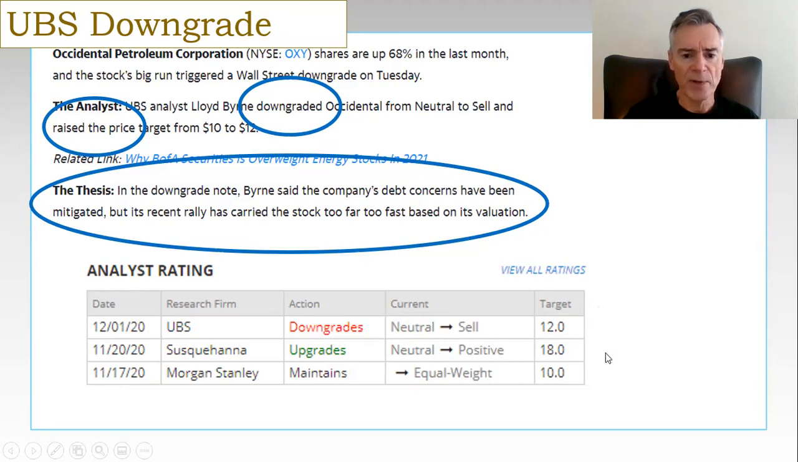The most recent analyst ratings that we have, other than Lloyd Byrne, were in November. We had a couple. Susquehanna upgraded Oxy from neutral to positive with a target of $18, and Morgan Stanley maintained and said equal weight.